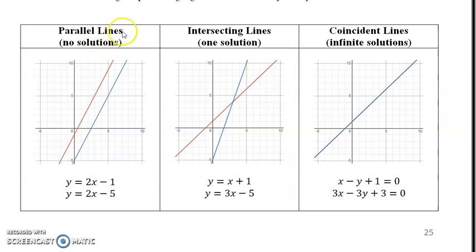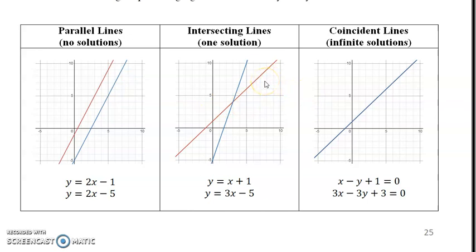The first is when we have parallel lines. This means there's not going to be any solutions. So the lines have the same slope and they are going on forever. So same slope, different y-intercept, the lines will run and they'll always be the same distance apart, so therefore they don't intersect, so there's no solution.